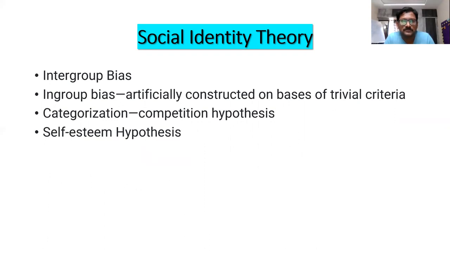So what is it? Social identity is nothing but part of a person's self-concept derived from membership in groups that are important to that person. It is like an individual who sees themselves in a group which is quite important. So the self-concept is actually derived from that.